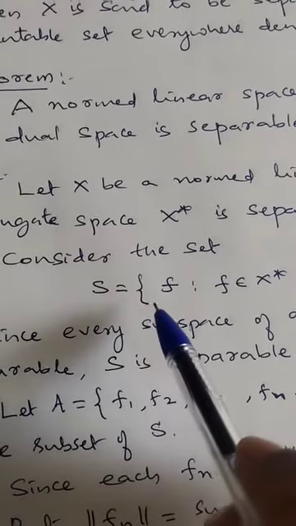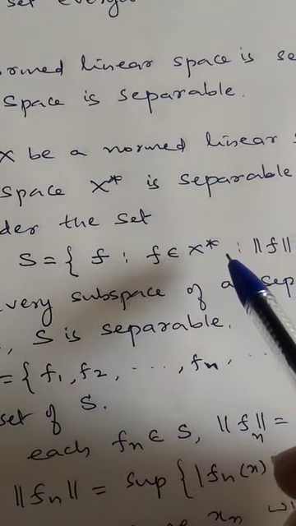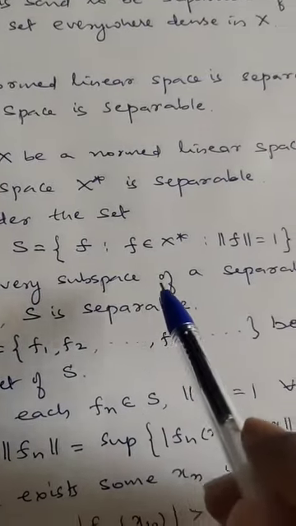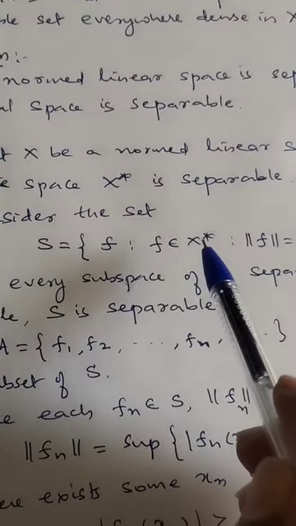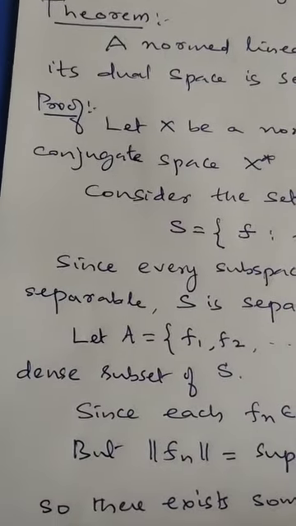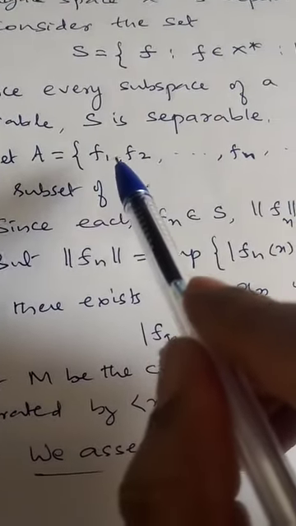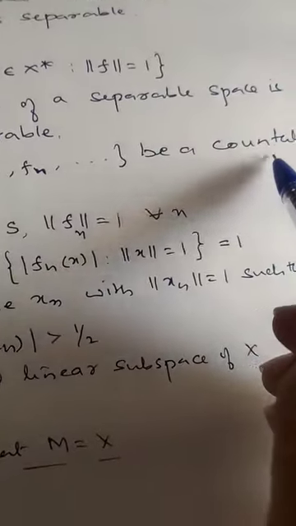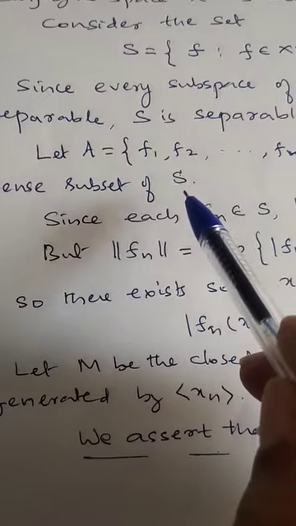So I'll take S to be the set of all f such that f belongs to X star and norm of f is equal to 1. Now since every subspace of a separable space is separable, S is separable because S is a subspace of X star, which is assumed to be separable. S is separable means, by definition, it has a countable dense subset. Let A, containing the vectors f1, f2, and so on, fn and so on, be a countable dense subset of S.